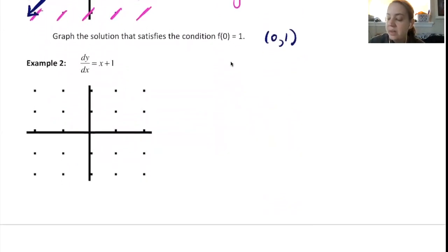Example 2, this one's a little bit different. dy/dx is equal to x plus 1.